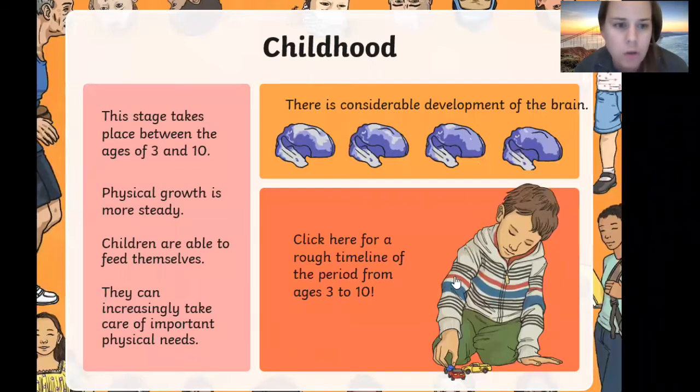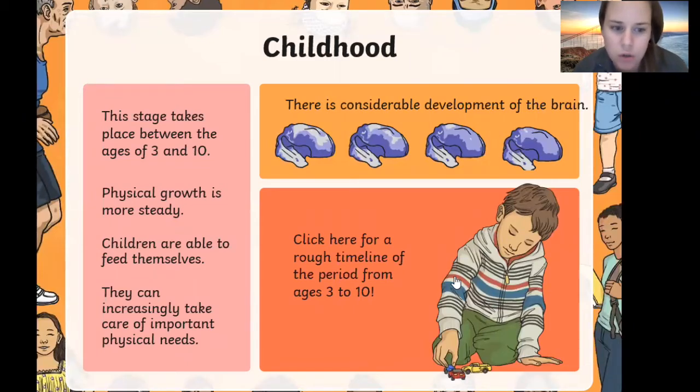Then we have childhood. This stage takes place between the ages of 3 and 10. So us in year 5, we are still classed as children at the moment. The physical growth is much more steady, it's not as obvious. We don't tend to see the changes month by month like we do with toddlers and babies, but more as the years go on, we start to see the changes a little bit easier, don't we?